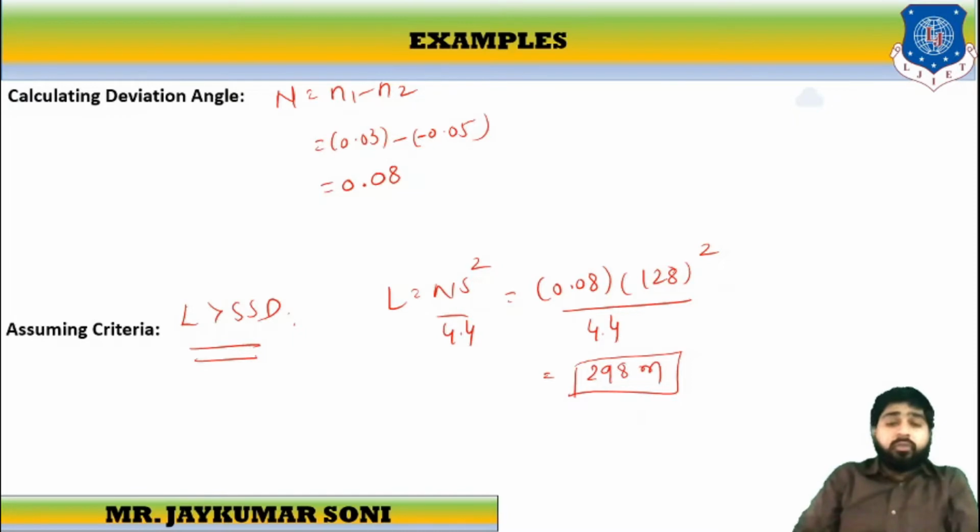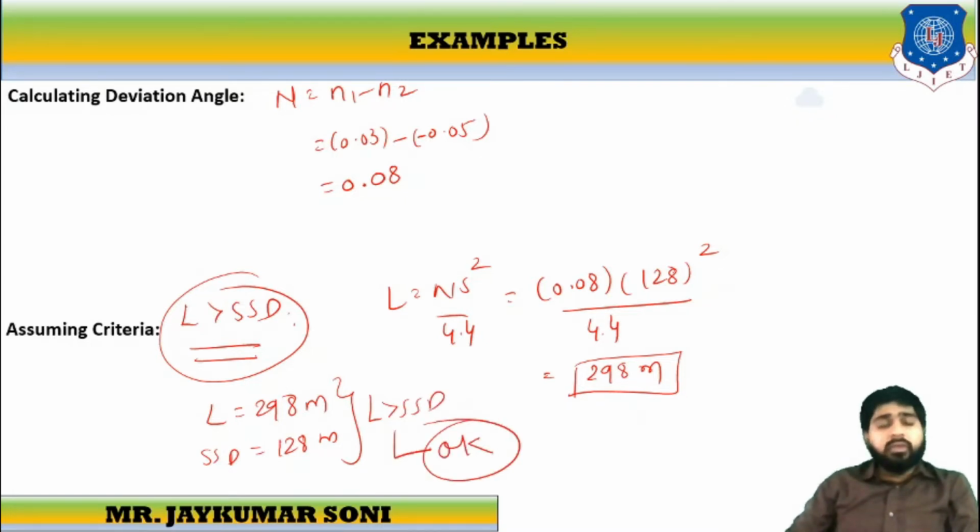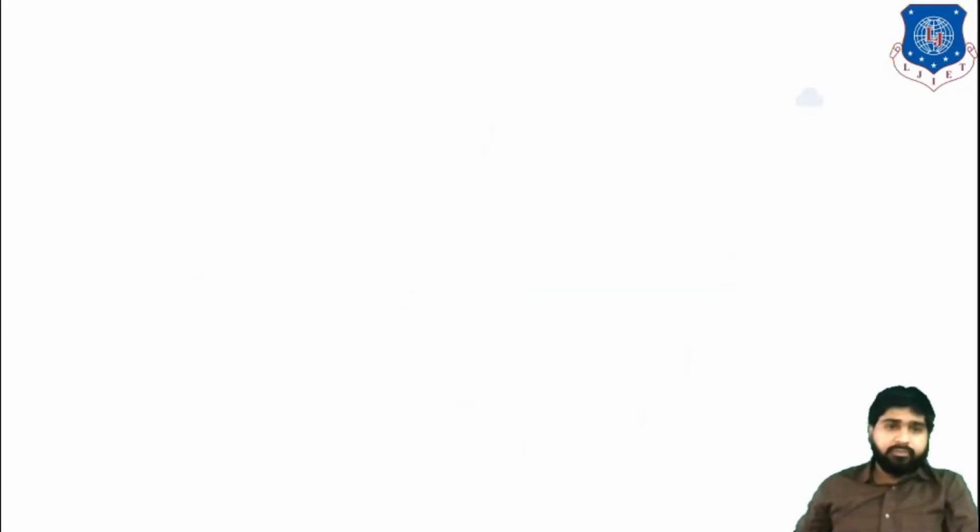Now what you have to do is confirm whether you have calculated the right value or not. Here the value of L is 298, and the value of SSD that we got was 128 meters. We assumed L is greater than SSD, and it is satisfied, since L is greater than SSD. So the criterion is correct. So this was the first example. Now let us move towards another example.